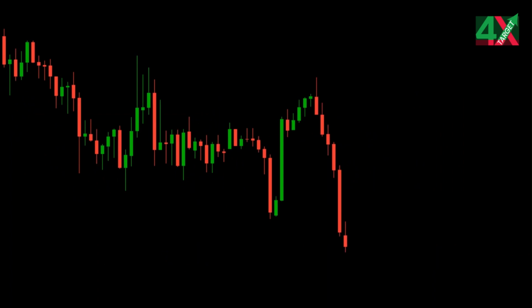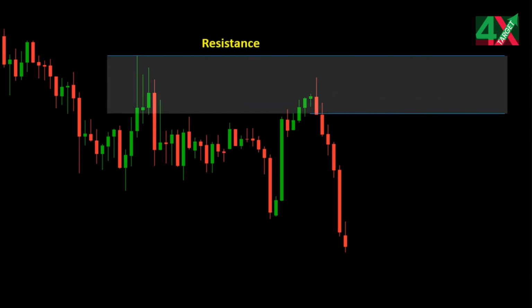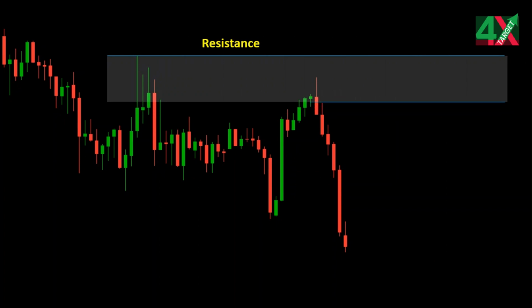Now to draw resistance, look for areas where price has reversed multiple times. Use the highest wick among all rejections as the top boundary, and the body close or wick of the second rejection as the bottom boundary. This range forms your resistance zone. If the zone is too wide, you can adjust it by using the wick of the second rejection to narrow it down.